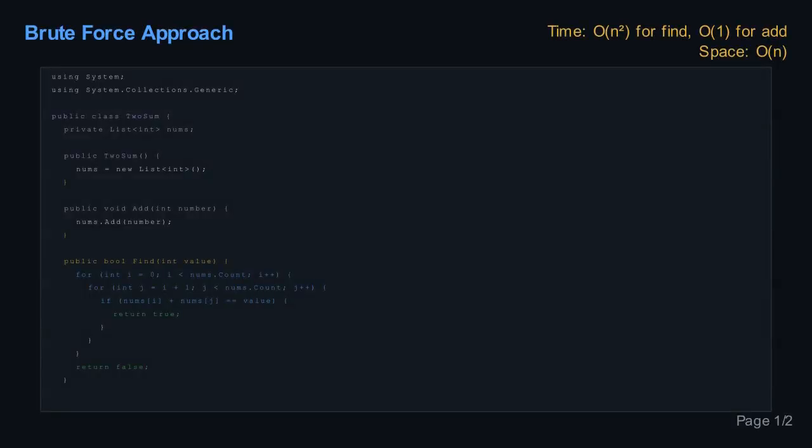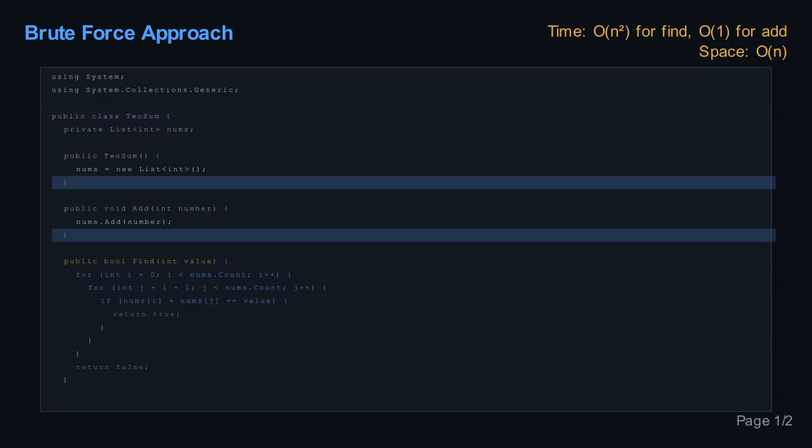A straightforward way is to keep all added numbers in a list and, when find is called, loop over every possible pair and check their sum. This uses two nested loops, so the time for each find call grows with the square of the number of elements, O(n) squared. Adding an element is cheap, big O of 1, constant time, and we only need linear extra space for the list. While simple, the quadratic time becomes prohibitive as the list grows.